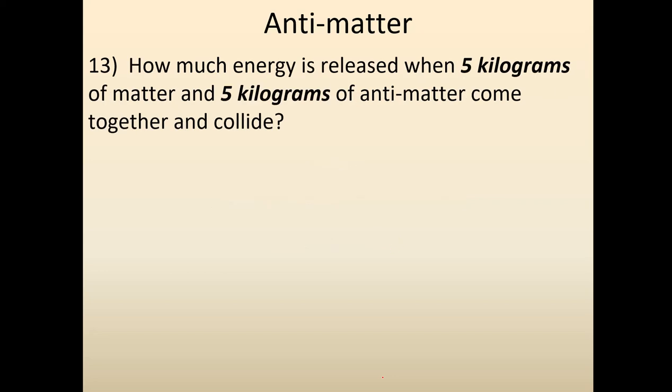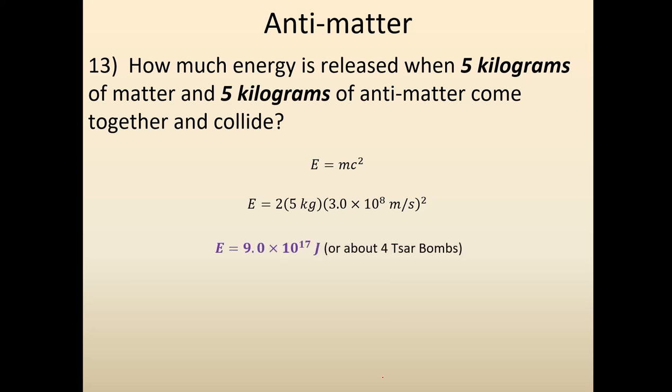Here's the next question. Pause the video, work stuff. We'll go over in a second. All right, so same thing. Both objects have a 5 kilogram mass, so double it, and we get 9 times 10 to the 17 joules, or about 4 Tsar bombs. So again, if we get a kilogram of a part of any amount of antimatter, we can get an extreme amount of energy released from the annihilation.